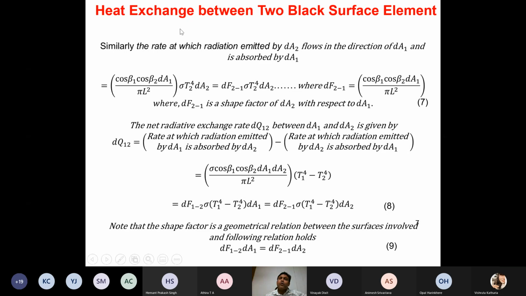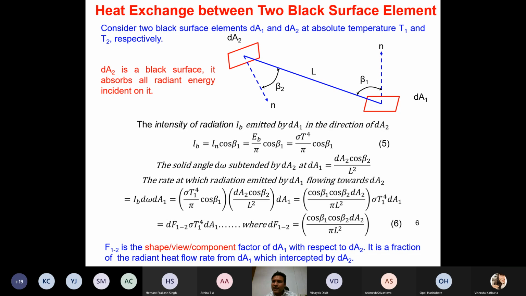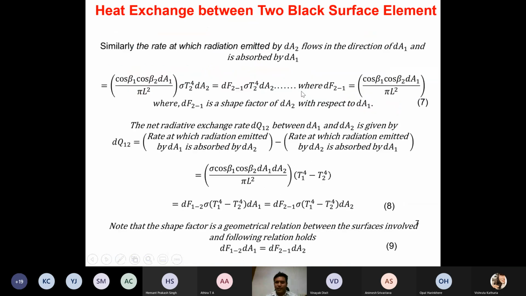Now what is the net radiation transfer, the net heat transfer by radiation? The subtraction of these two factors, isn't it? This is emitting some radiation, and this is emitting some radiation. The net rate of heat exchange between these two bodies is the subtraction of these two factors. So dQ12 is the differential heat transfer between dA1 and dA2, given as sigma into cos beta 1 cos beta 2 dA1 dA2 divided by pi L square, times T1 raised to the power 4 minus T2 raised to the power 4.